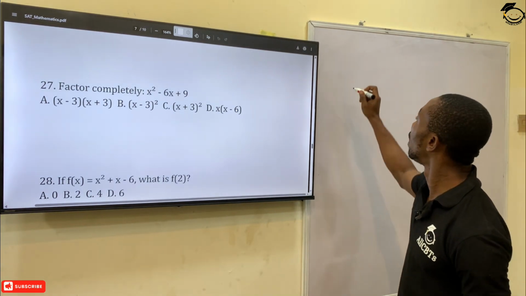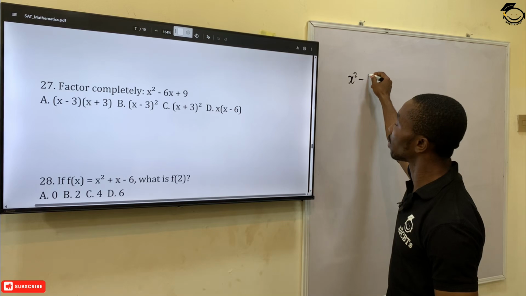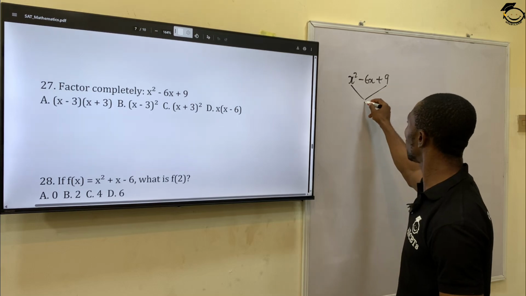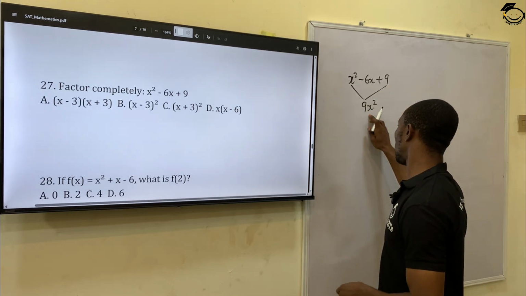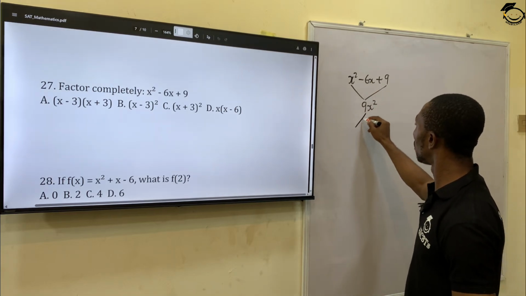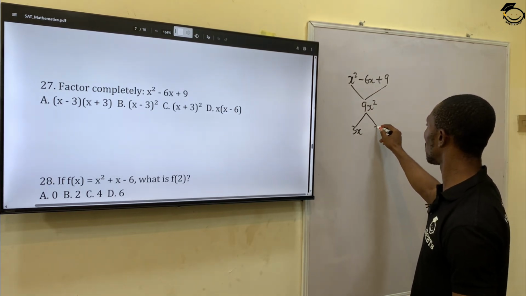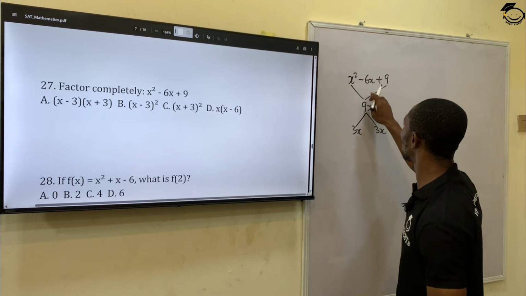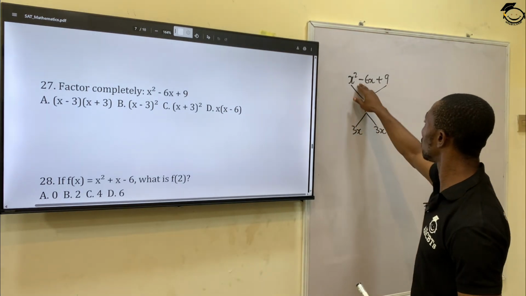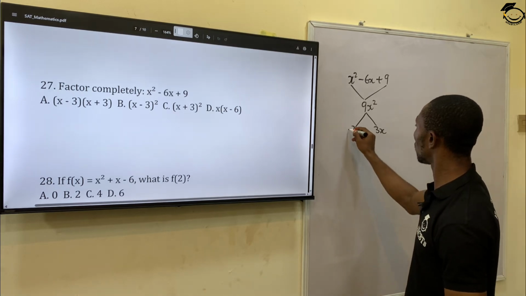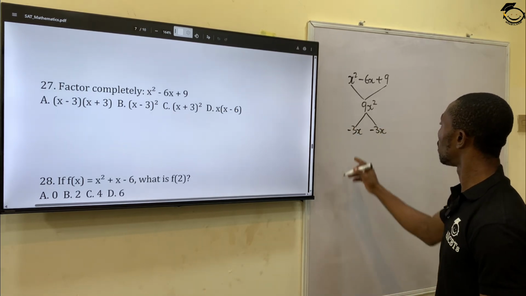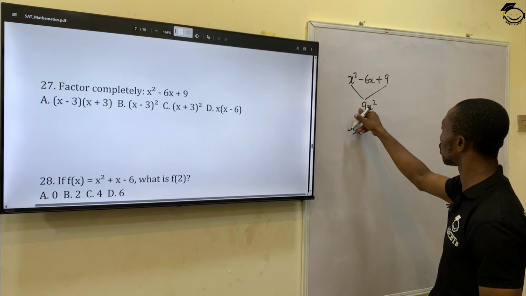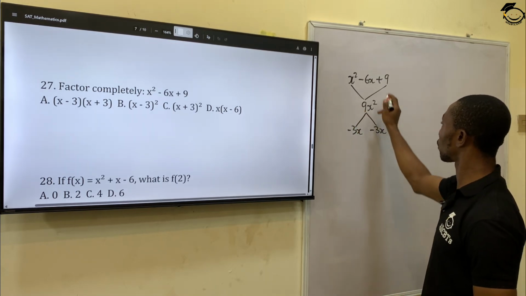Factorize completely x squared minus 6x plus 9. So if we factorize this, this will give us x squared and 9. Now, what are the factors of 9 that will give us 6? We are looking at 3 and 3. 3 times 3 will give us 9. 3 plus 3 will give us 6. But now, this is minus 6, not plus 6. So we are going to make this minus 3, minus 3. Minus 3 plus minus 3 will give us minus 6. Minus 3 times minus 3 will give us a positive 9. So this satisfies our equation.